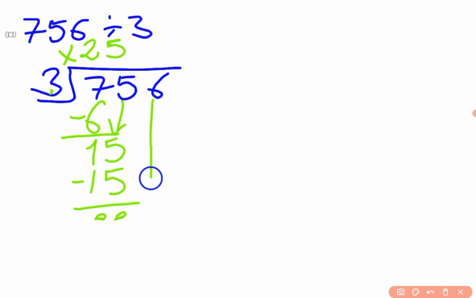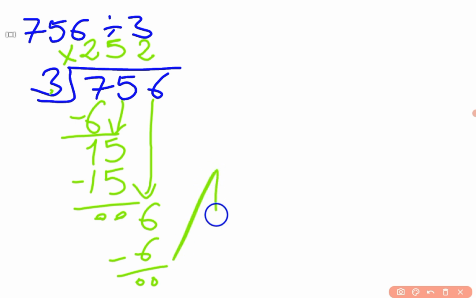Now you bring down this 6. Now 6 divided by 3 is 2. And 2 times 3 is 6. So when you subtract, you have 0. And now since 6 was the last digit, it means we are done. So we now have an answer. Our answer is equal to 252.